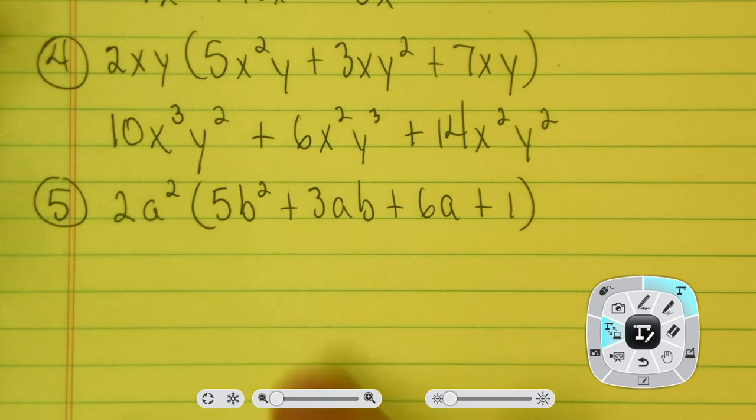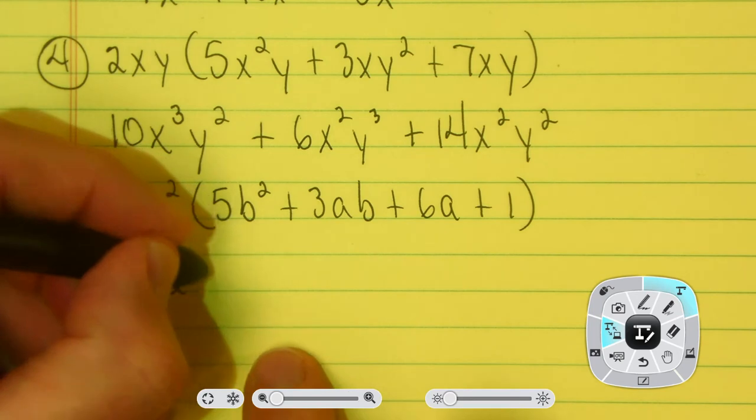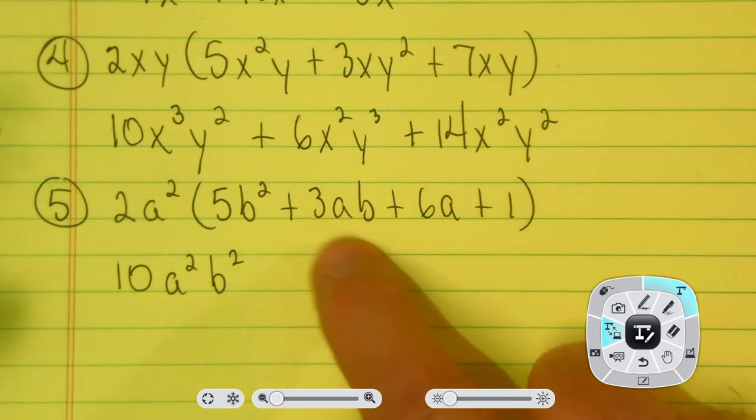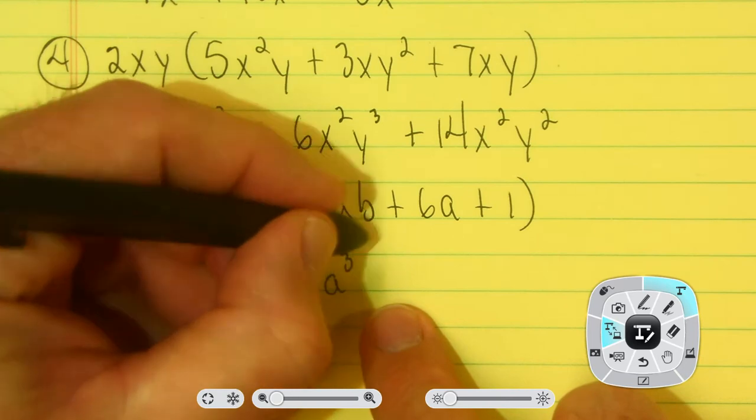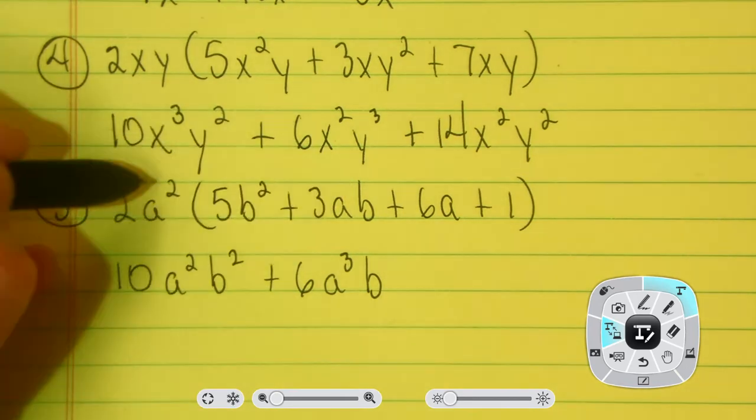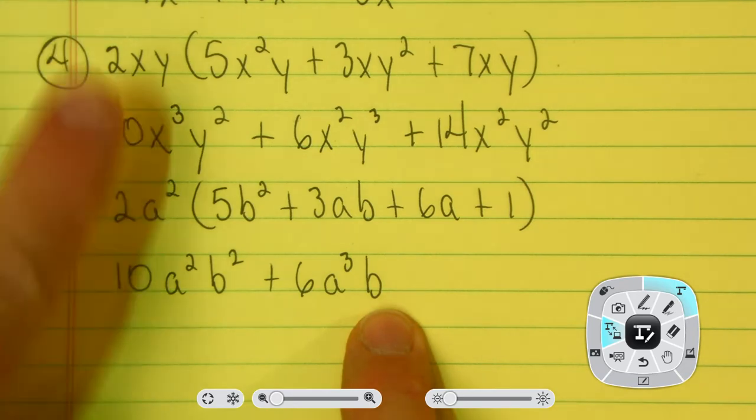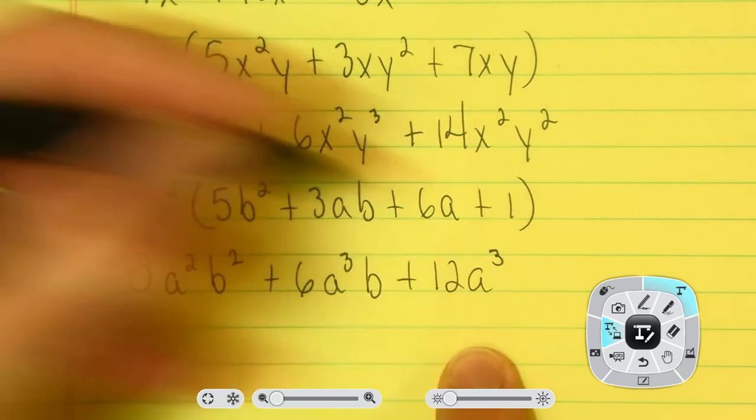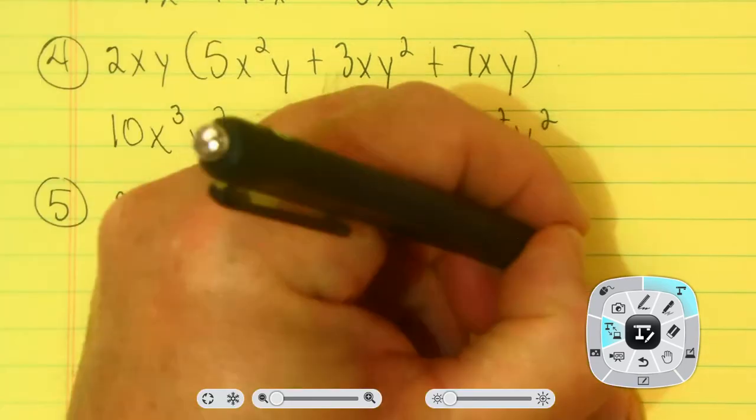Again, we'll take it term by term. So 2 times 5, 10. A squared times b squared is a squared, b squared. Then 2a squared times 3ab plus 6, a to the third b, because remember, a has an exponent of 1. I'll add the 1 and the 2 together to get a to the third. No b to multiply by there. 2a squared times 6a will be plus 12, a to the third. And finally, 2a squared times 1, just 2a squared.